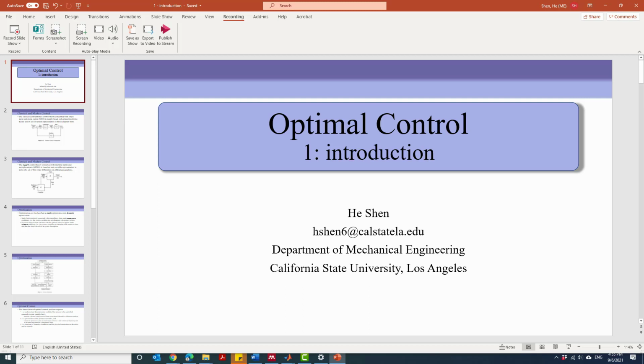Let's look at the introduction. So here we're going to introduce the basic structure of a modern control, commonly used optimization algorithms, and how to formulate an optimal control problem, commonly used performance indexes, and towards the end we're going to look at 2 examples.